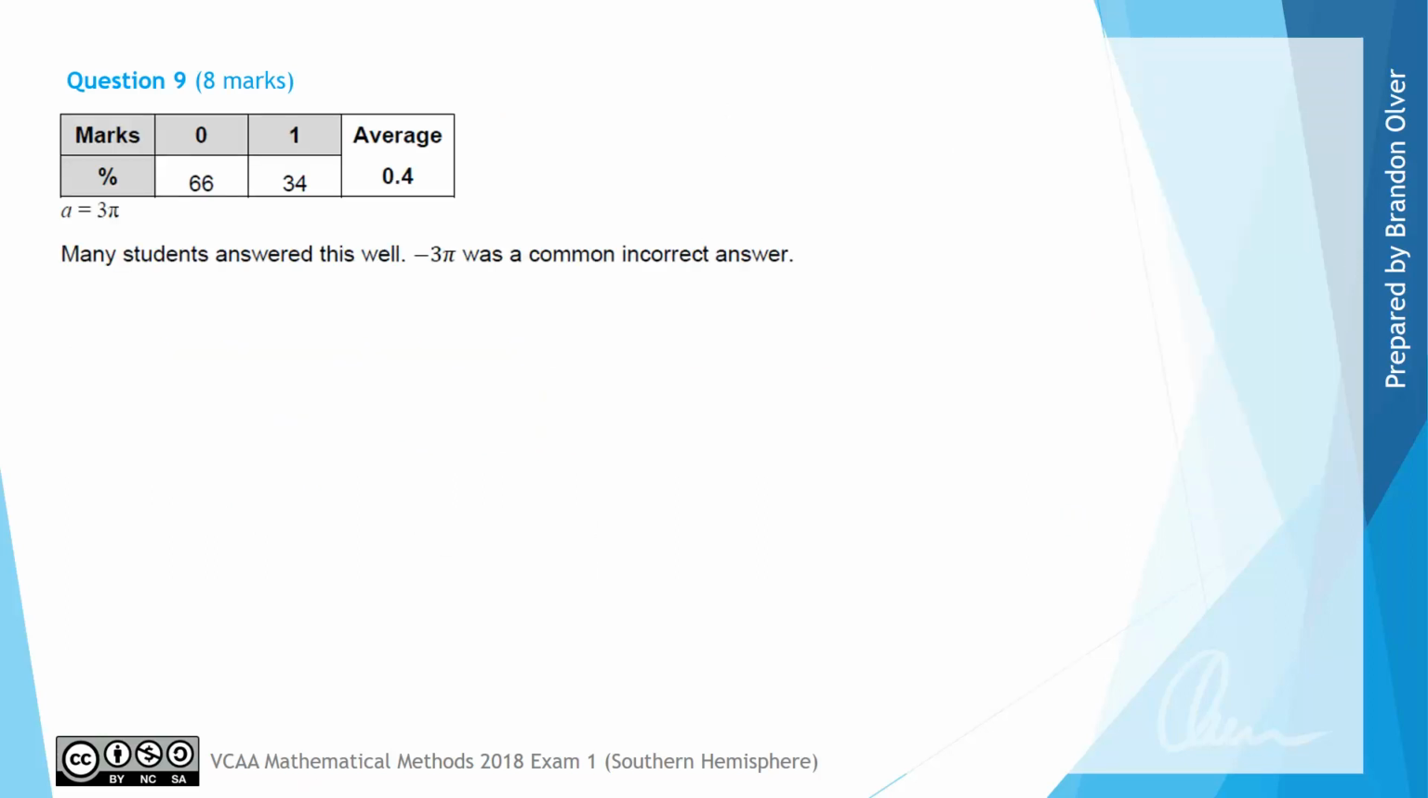So from the examiner's report we can see that 34% of students got this question correct, and that overall many students answered this question well. Negative 3π was a common incorrect answer to this question.